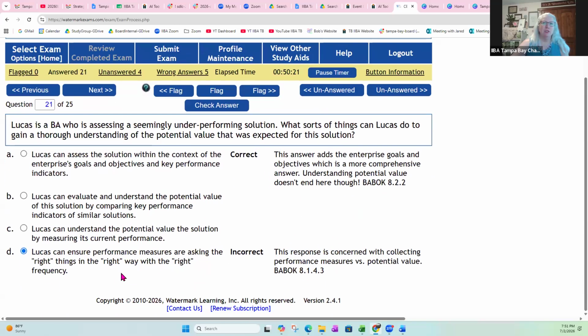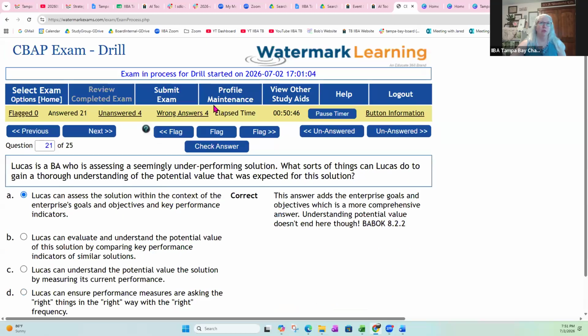This response is concerned with collecting performance measures versus potential measures, performance data. Assess the solution within the context of enterprise's goals and objectives and key performance indicators. This answer adds the enterprise goal and objectives, which is a more comprehensive answer. Understanding potential value doesn't end there, though. It is very, very important.